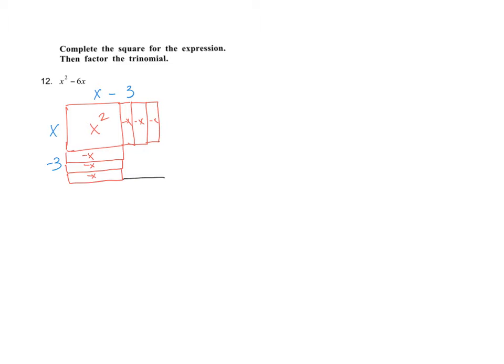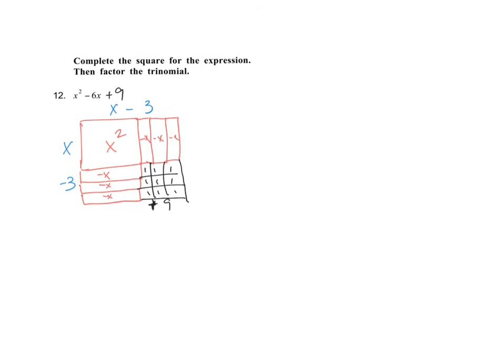We're missing all of these. And how many tiles would it take to fill this in? Well, that's 9 tiles. Negative 9. Well, no, positive 9. Positive 9 tiles. Because a negative times a negative is going to give us positive. So we have plus 9, which makes it a perfect square trinomial. And then when I factor that, I get (x − 3)². That's how x² − 6x + 9 factors.